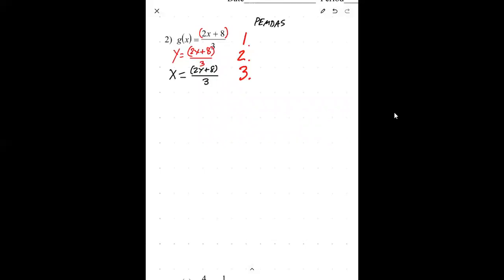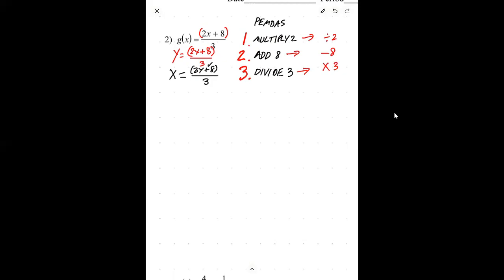So the very first thing that we're doing to the y is we're multiplying it by 2 right here. So we say first thing we're doing is multiply by 2. The second thing that we're going to do is we're going to add that 8. So we're adding 8. And then the third thing that we're going to do is we're dividing by 3. Now, we're just going to do the inverses of those. The inverse of multiplying by 2 is divide by 2. The inverse of adding 8 is subtracting 8. The inverse of dividing by 3 is multiplying. I'm going to say multiply by 3.